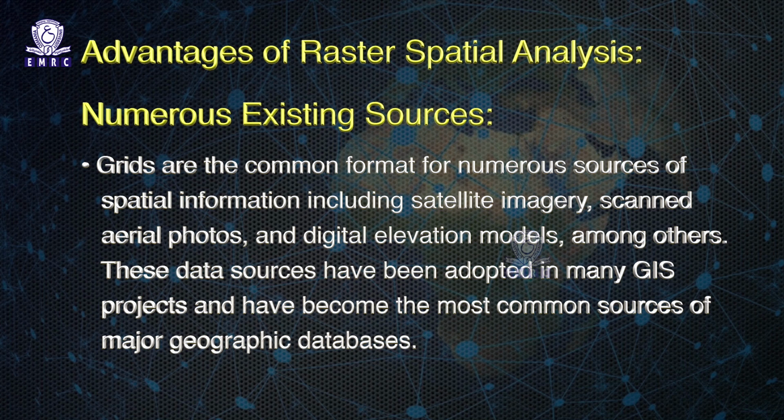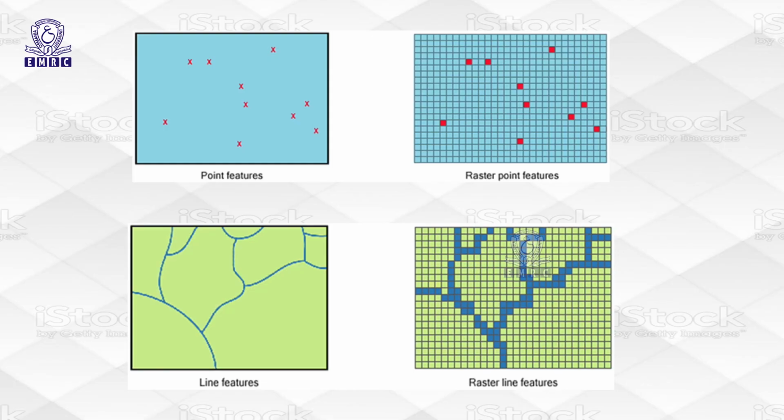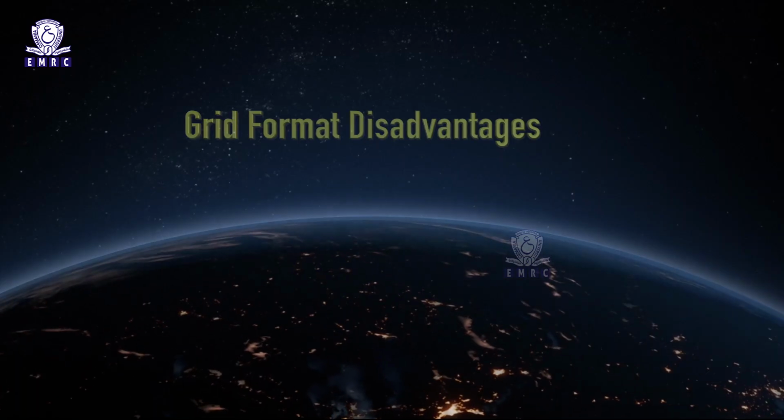These data sources have been adopted in many GIS projects and have become the most common sources of major geographic databases. Different feature types organized in the same layer. For instance, the same grid may consist of a point feature, a line feature or an area feature, as long as the different features are assigned different values.